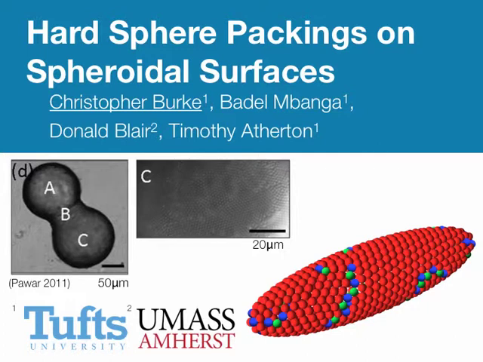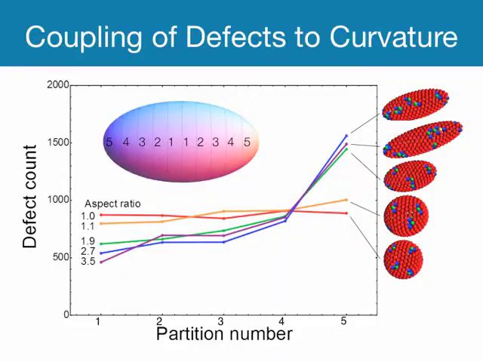And so we do this by running simulations to create packings of hard spheres on spheroidal surfaces. When we run a simulation, we specify the aspect ratio of the spheroid, and we specify the number of particles on the surface. And we have an algorithm which moves the particles around and inflates them until they're close packed.